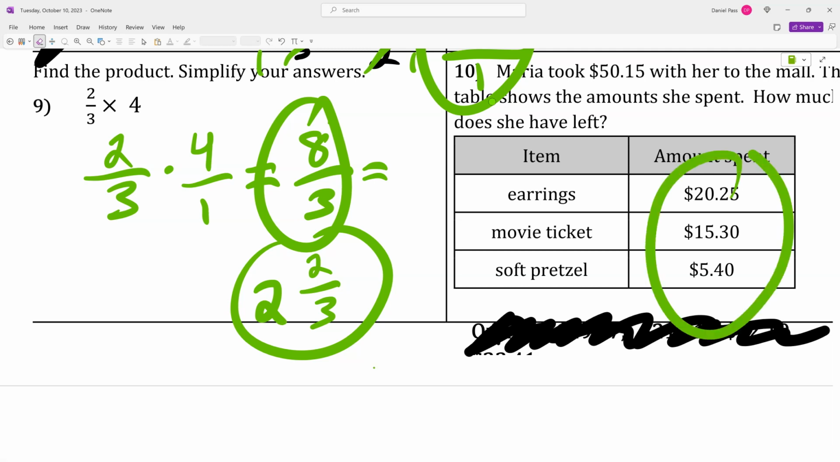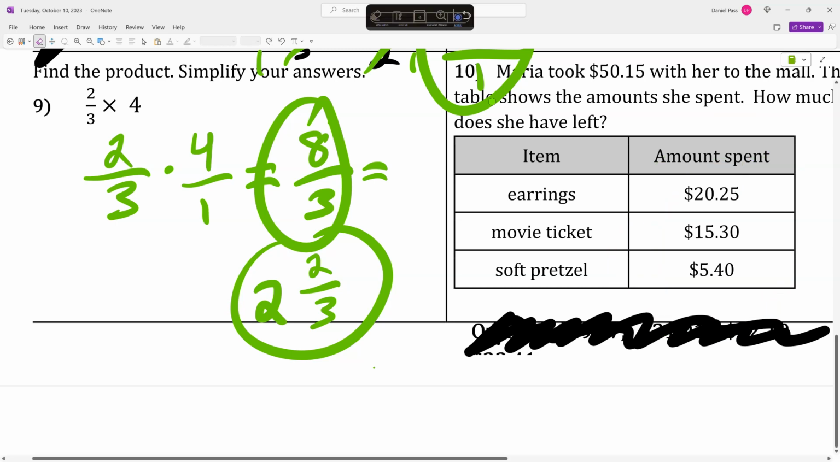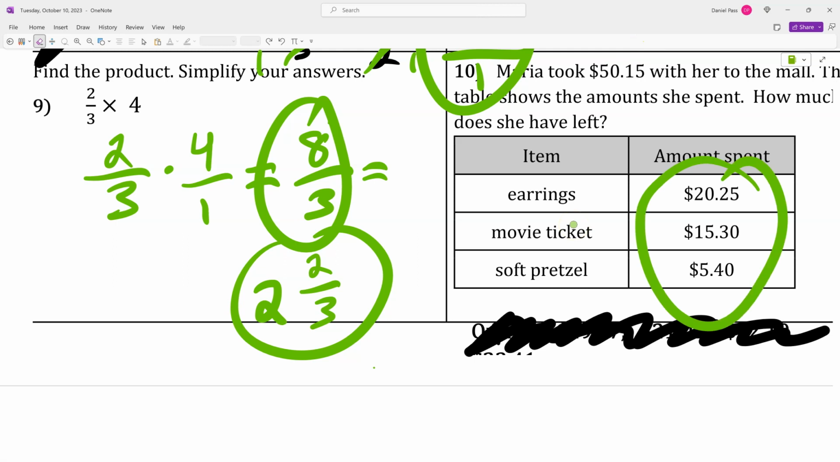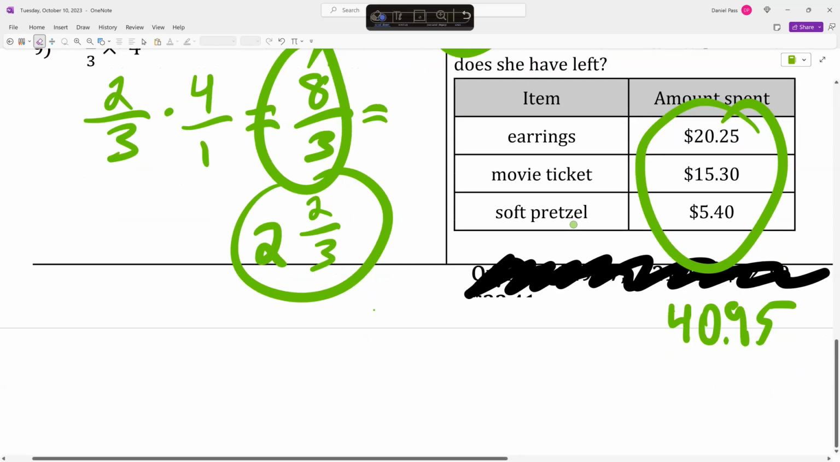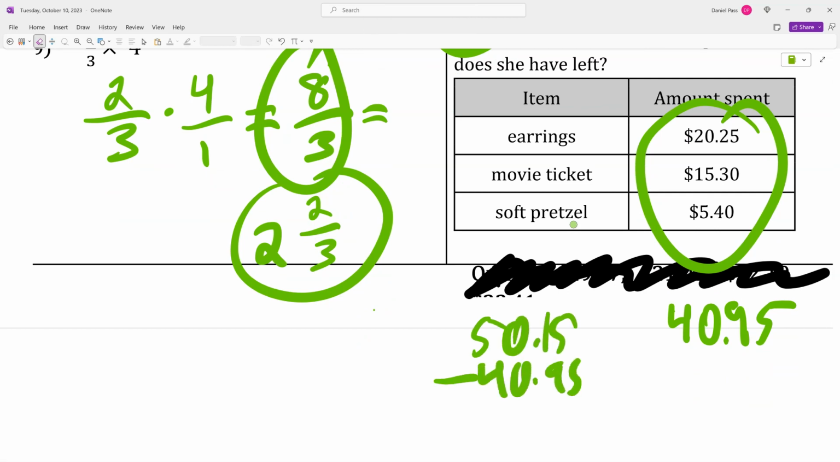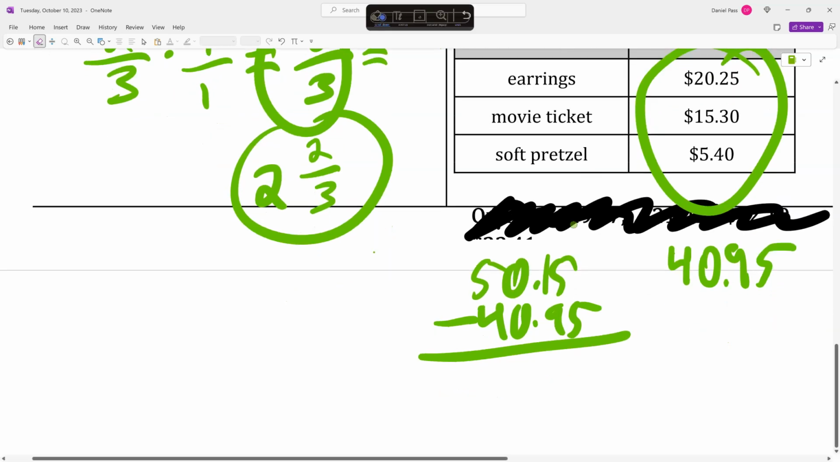So if she spends all this money, we have to subtract all that from 50.15, right? So let's add all these up. What do we get? Anybody do it already? What do you get, Jindal? 40.95. Okay, I haven't done this though. I think that's right. Yeah, that is right, 40.95. And then we're going to subtract that from 50.15, right? 50.15 minus 40.95. Oh man, we got to borrow and stuff.